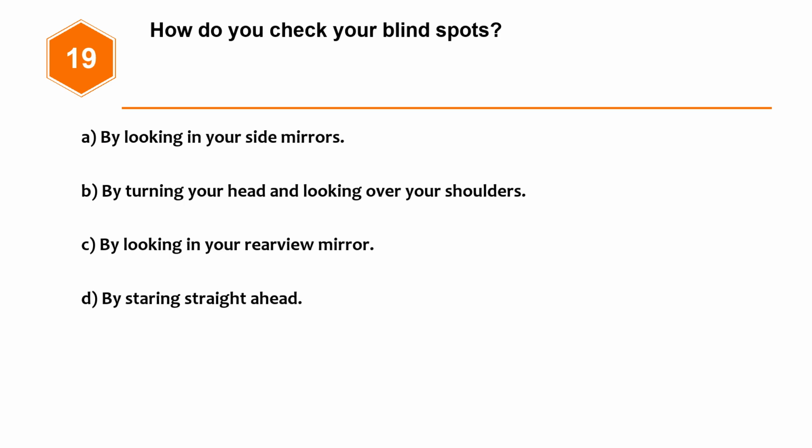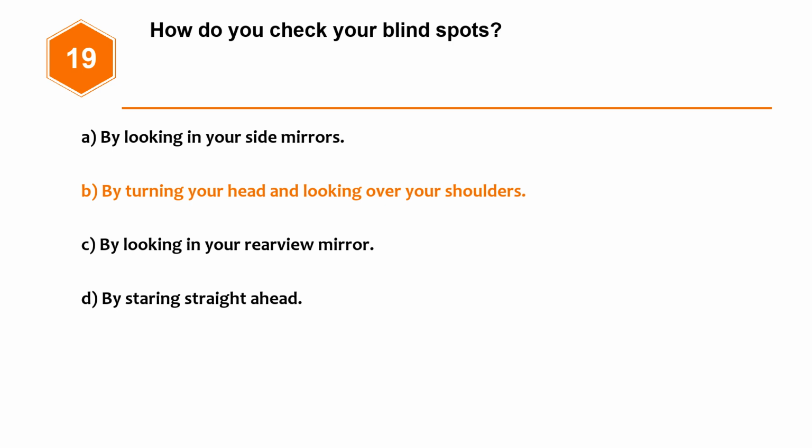Question 19. How do you check your blind spots? Option A. By looking in your side mirrors. Option B. By turning your head and looking over your shoulders. Option C. By looking in your rearview mirror. Option D. By staring straight ahead.